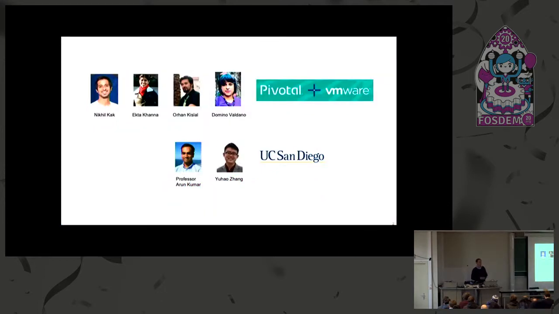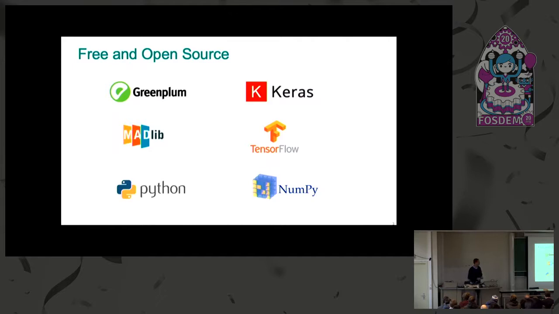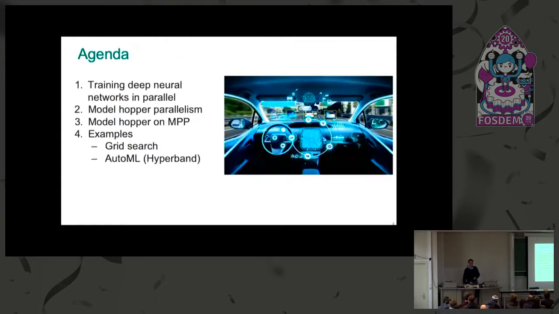The software in this project was written by my colleagues at Pivotal, now VMware, among other folks, but including Nikhil, Ekta, Orhan, and Domino. And we also work with the University of California at San Diego, Professor Kumar, and his PhD student, Yuhao. So thanks to those folks up front. All of the software in this project is free and open source. There's no commercial or closed source software here at all, in the spirit of FOSDEM.